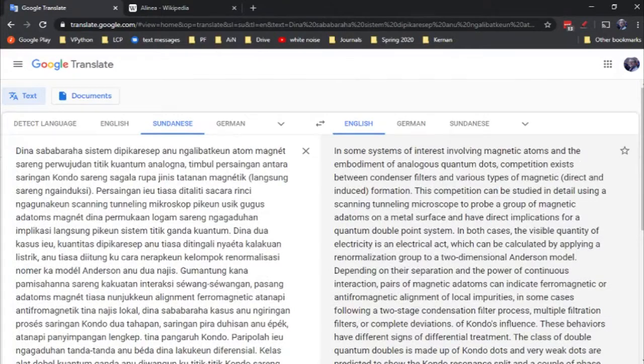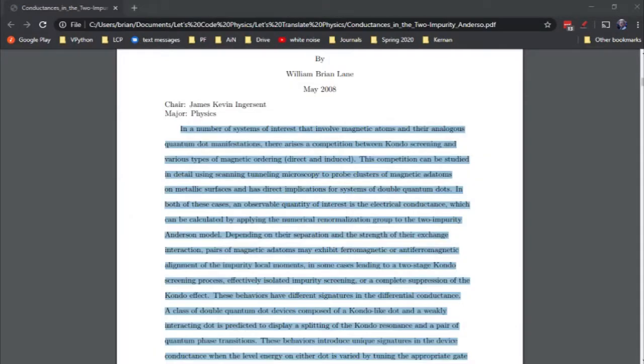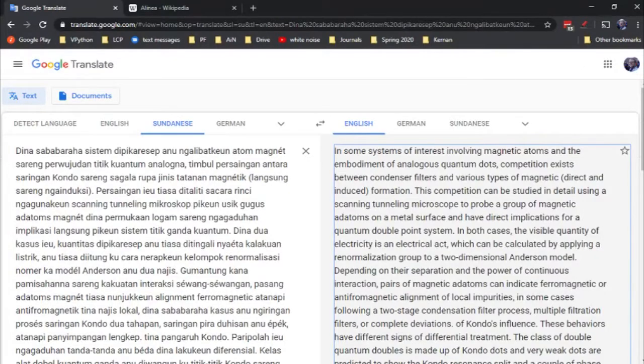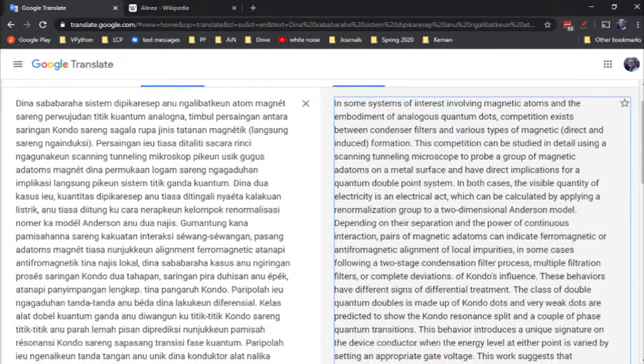In some systems of interest involving magnetic atoms and the embodiment of analogous quantum dots, competition exists between condenser filters. Ooh, I didn't say anything about filters. And did I? What got translated as filters? I guess that's screening. Yeah, I guess that's kind of like a filter. Anyway, and various types of magnetic, direct, and induced formation. This competition can be studied in detail using a scanning tunneling microscope. Wow, scanning tunneling microscope made it through?